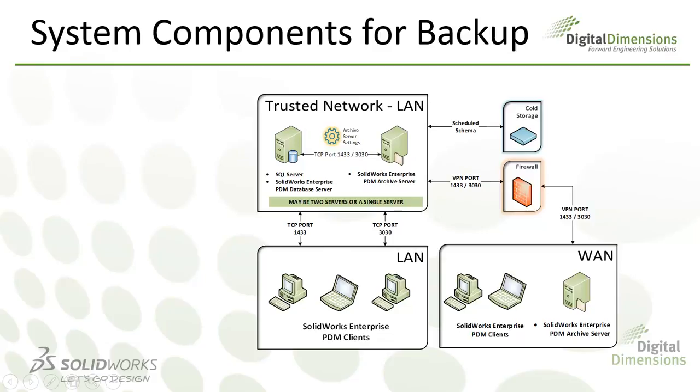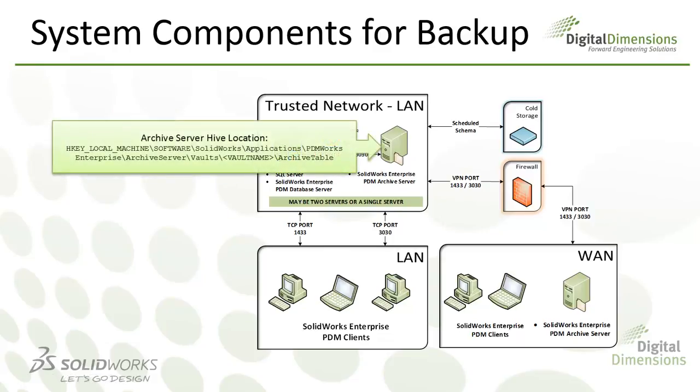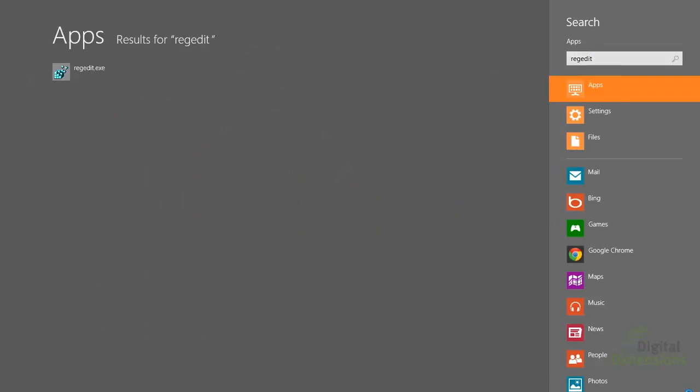The next section to take a look at is the Enterprise PDM Server, or PDM Archive Server. This is where the actual files are stored, and it's very critical that this gets backed up. During the installation, it's designated where these files are stored, but if you're unsure, you can always check the registry to double check where the archive server resides. So let's go ahead and take a look at the registry.